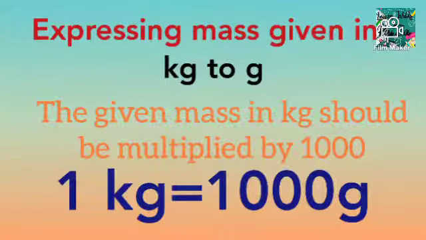Now let's see how to express mass given in kilogram to gram. And also here I'll be teaching you the relationship between the units of mass. Mass is usually measured in kilogram and grams. So before that we have to know what is the relationship between kilogram and gram. Yes, 1 kilogram of mass is equal to 1000 grams. Every time remember, 1 kilogram is equal to how much? 1000 gram. So how to express a mass given in kilogram to gram?